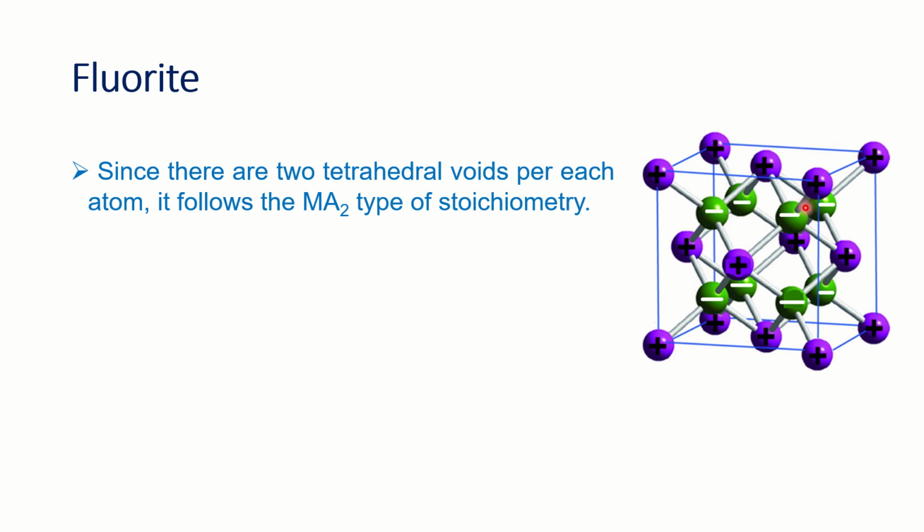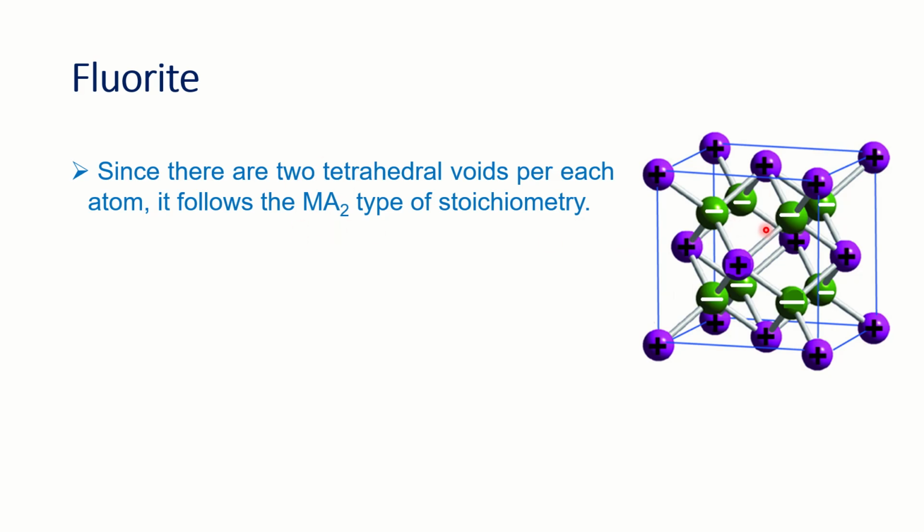All the anions are within the body of the unit cell, and it counts to be 8. So, for 4 calcium ions, there are 8 fluoride ions. So, the ratio is 4 calcium to 8 fluoride. That is 1:2, that is, metal cation is 1 and non-metal anion is 2. So, MA2, metal and anion. This type of stoichiometry is supported here.